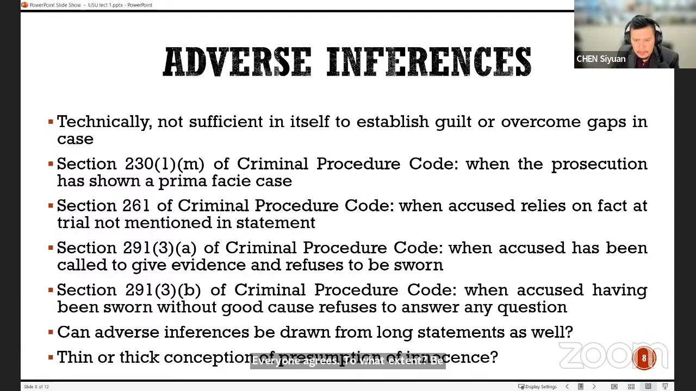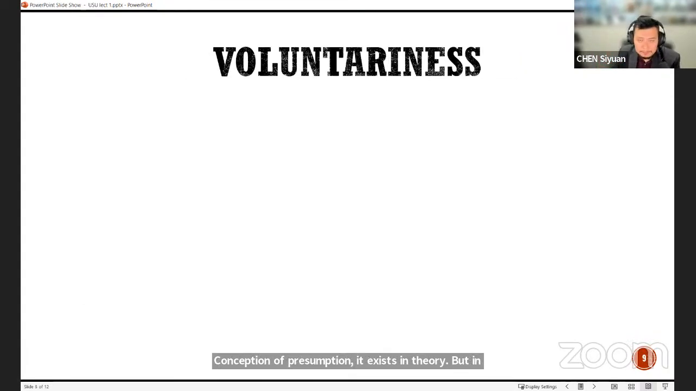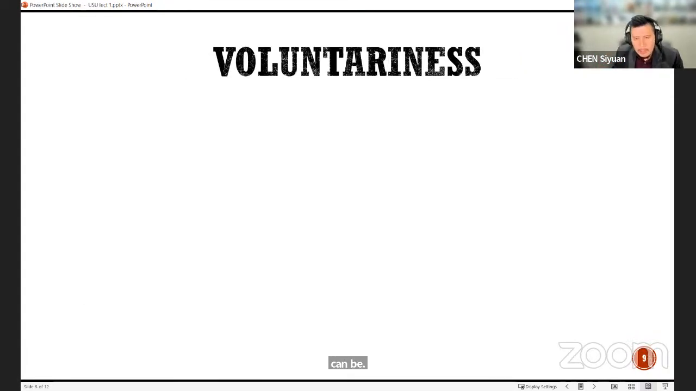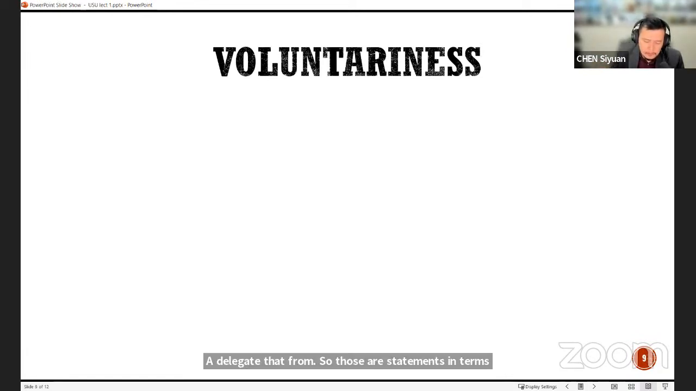But beyond that, in terms of how much adverse inferences can be drawn, to what extent can you deprive a defendant of his counsel? To what extent can you create statutory presumptions? So on and so forth. So I think Singapore has a rather thin conception of presumption of innocence. It exists in theory, but in practice, there are many ways in which the presumption can be derogated from. So those are statements in terms of the broad requirements, right? Whether or not you follow the procedure and what are the standard of proof implications.